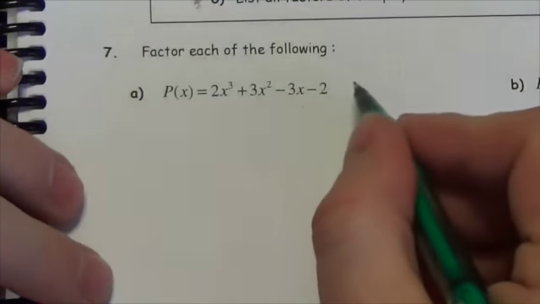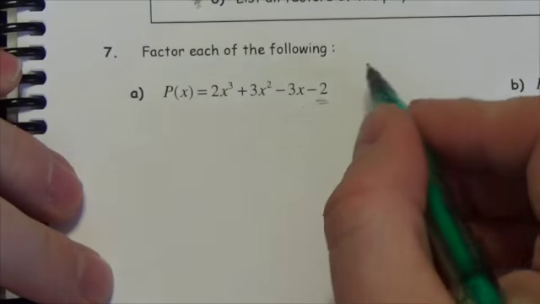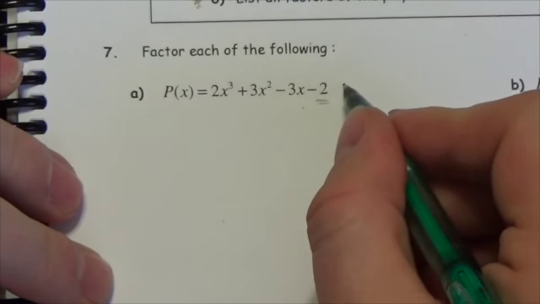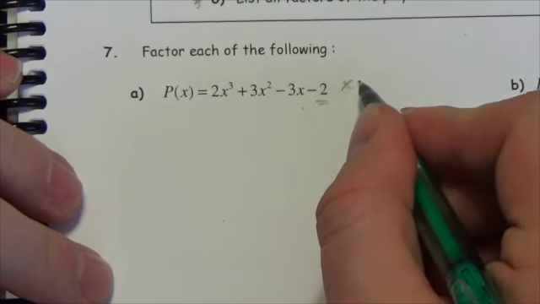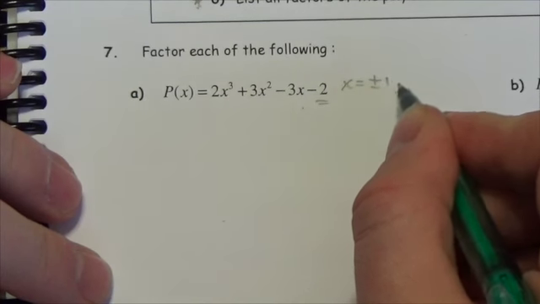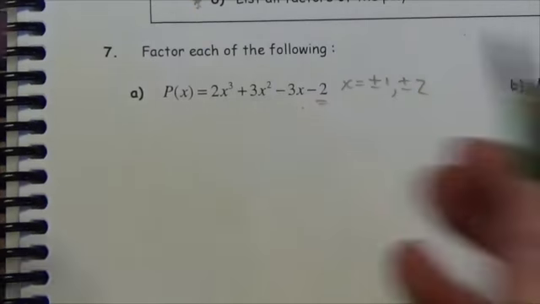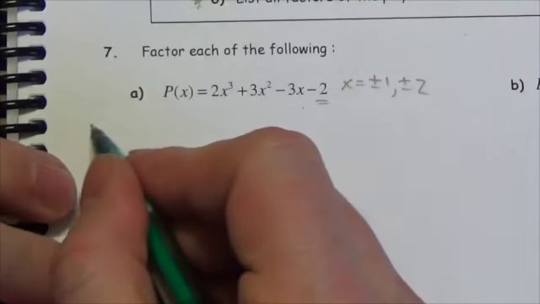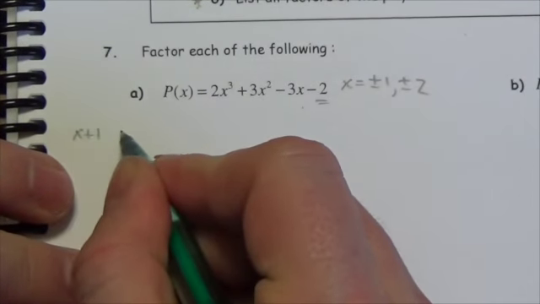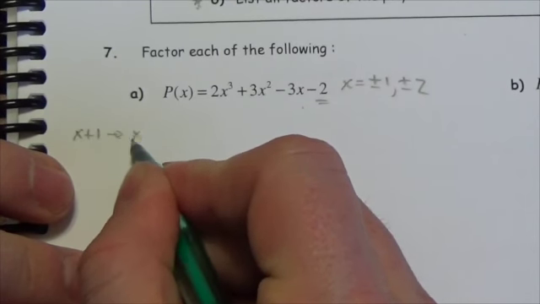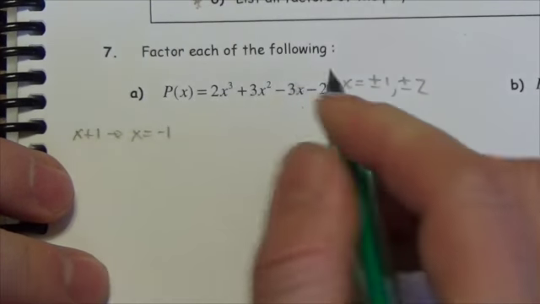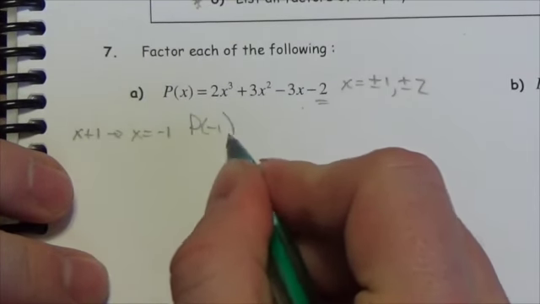So we're going to move on here, and what we're going to do is test our integral zeros. So notice that factors of negative 2 here will be x equals plus or minus 1, plus or minus 2. Those are my options here. Let's check, first of all, x plus 1, which means we're going to check x equal to negative 1. We're going to check that inside there.